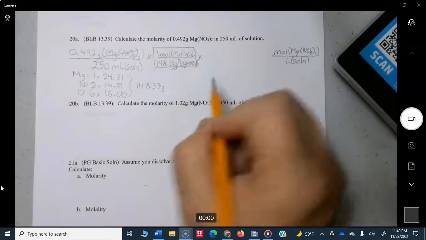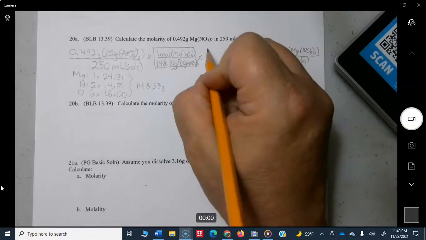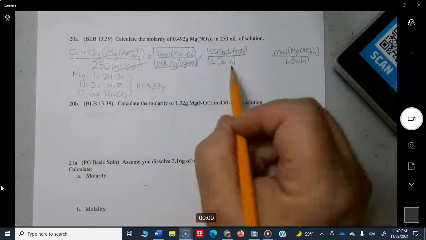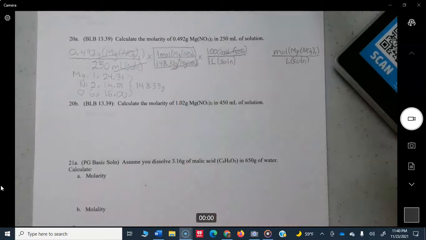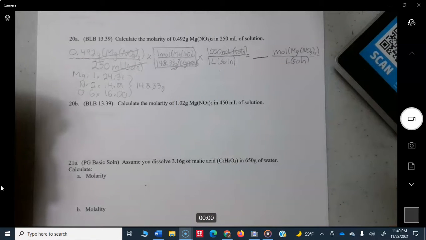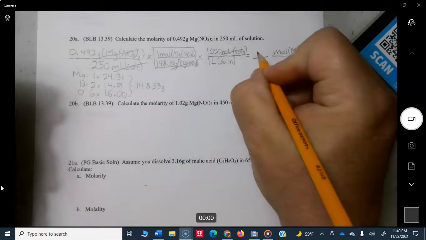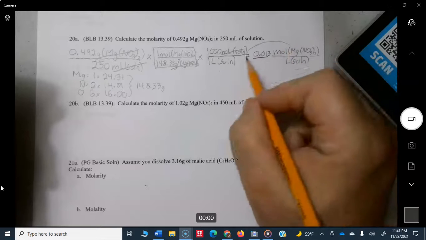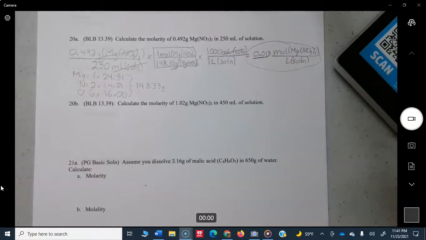Okay. And we need to convert that to liters, so we use our standard conversion. Milliliter solution and milliliters of solution cancel. So we have liters of solution on the bottom, moles of magnesium nitrate on the top. Everything is set up. So we're going to do 0.492 times 1 times 1,000 divided by 250 divided by 148.33. And that gives us 0.013. Okay, and that's our answer there.